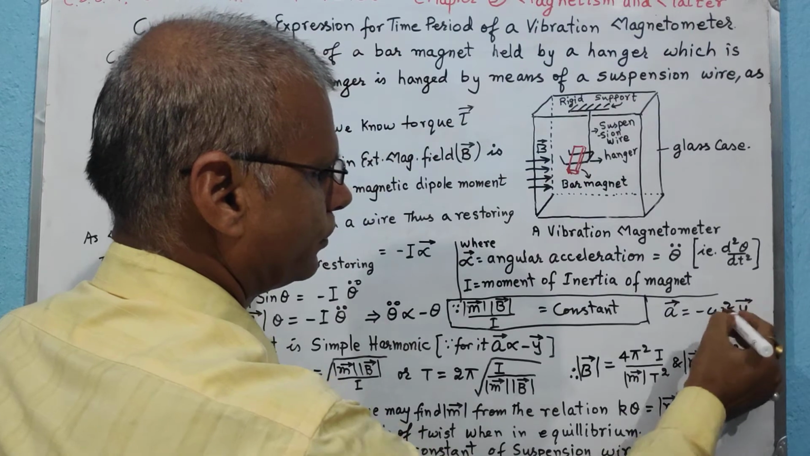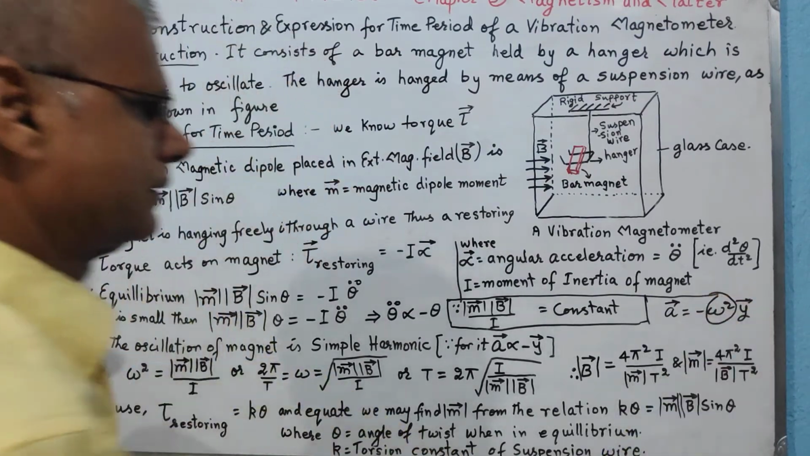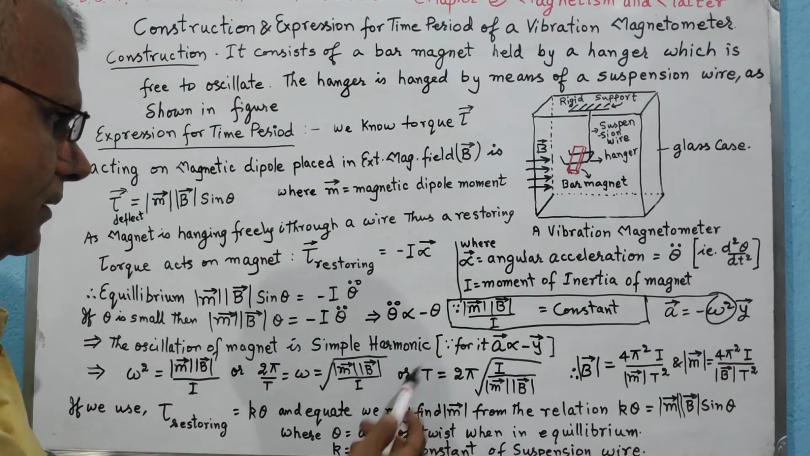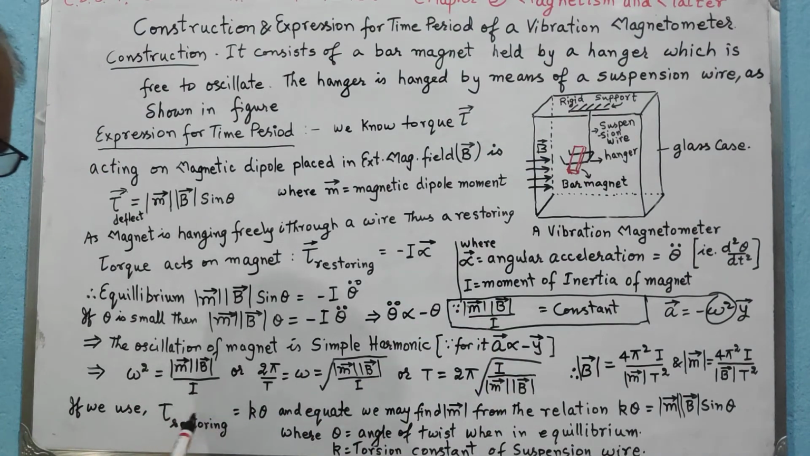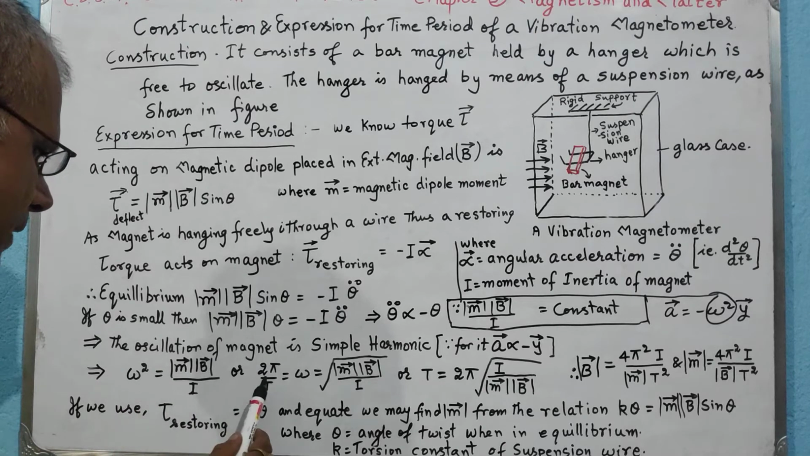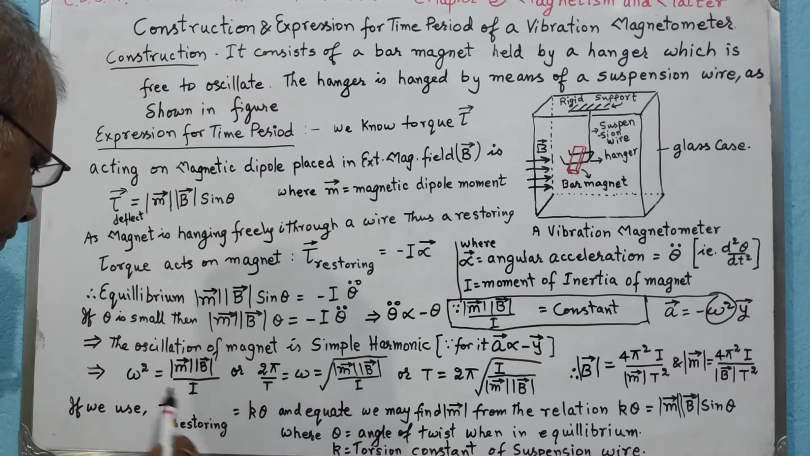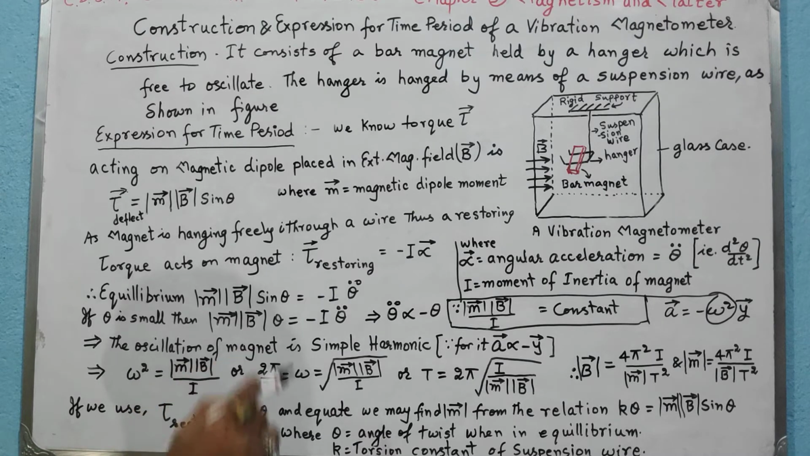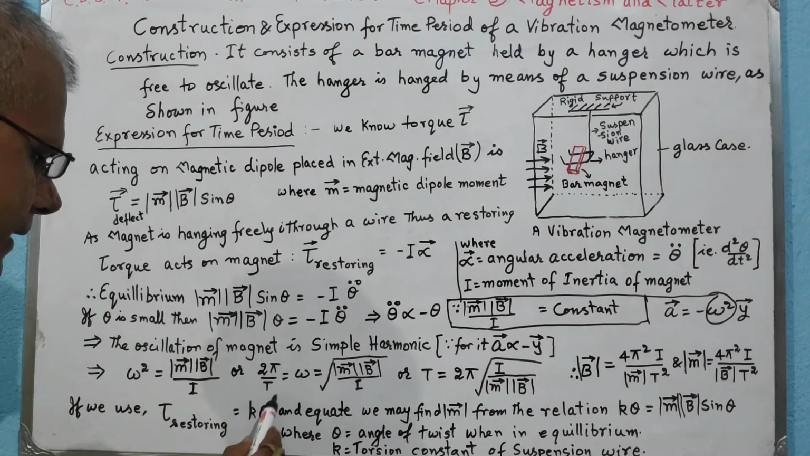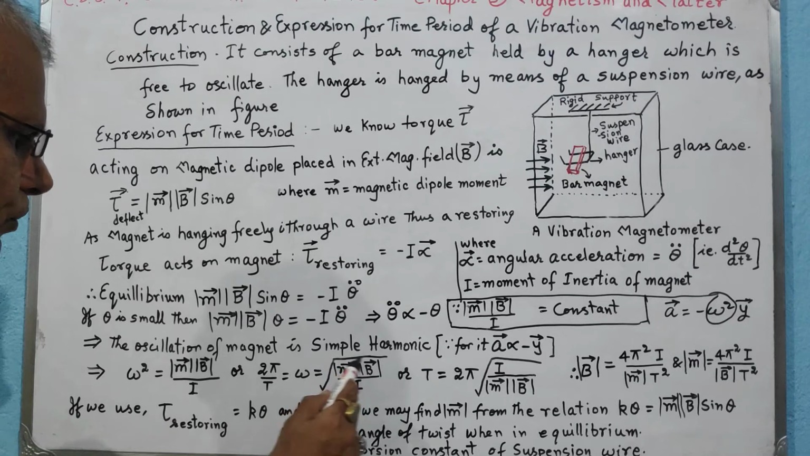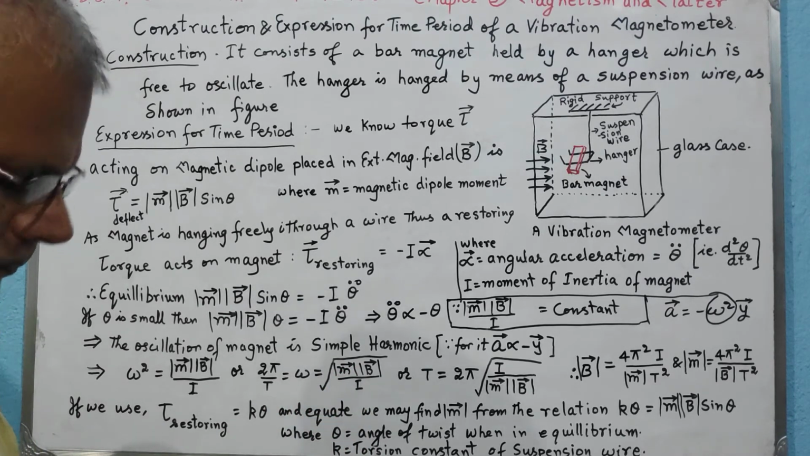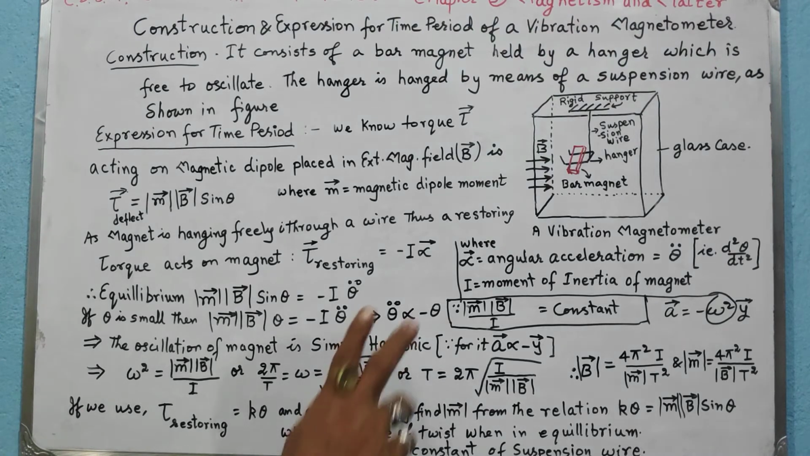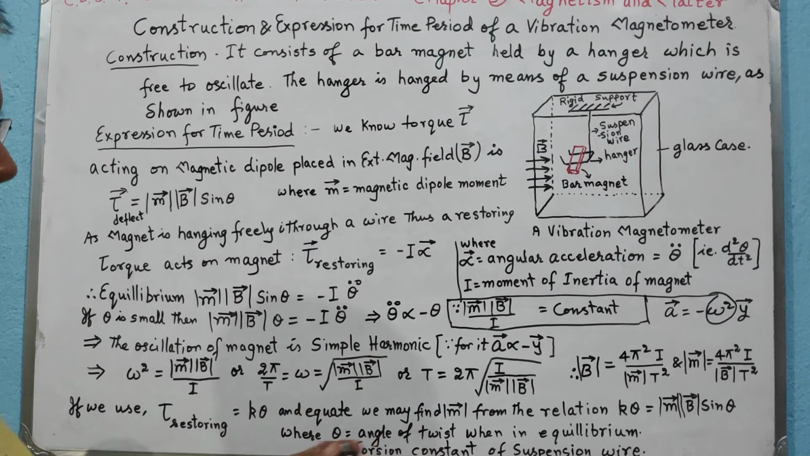and therefore this constant factor omega square, this constant factor mB by I, must be equal to omega square, and omega is nothing but 2 pi by T. Therefore if we take the root on both sides we get 2 pi by T, that is omega, equal to root of mB upon I. What is T? It is the time period of oscillation, means the time required to complete one oscillation by the vibrating magnet.